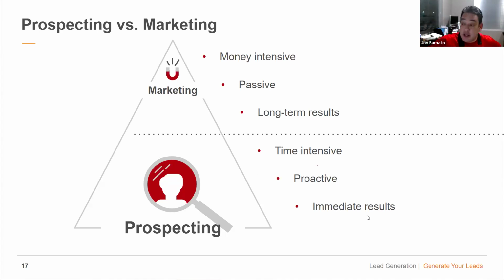So as a new agent, you notice the triangle? You start with the foundation. That's prospecting. Immediate results, proactive, time-intensive. Because the one thing you have as a real estate agent is time. You may not have money, but you've got time. So the good news is start with those. And we already talked about what those kinds of activities are.